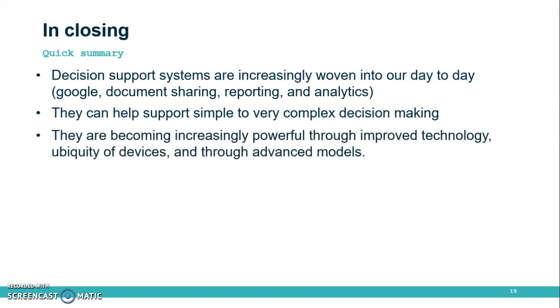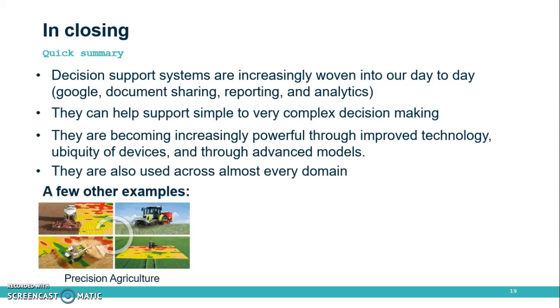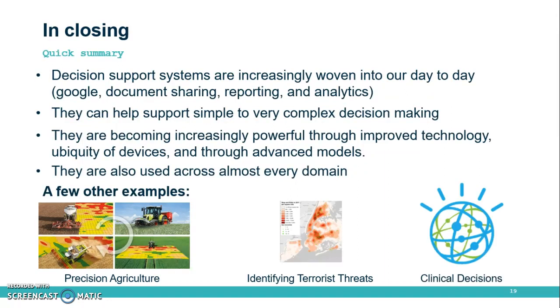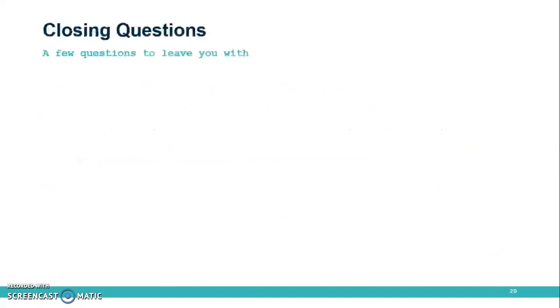They're becoming increasingly powerful through the use of technology, improved technology, ubiquity of devices and information available, and through advanced models as they continue to be developed. They're also used across almost every domain. That's why we dropped the M from this. We start to take a look at some of the other examples. Decision support systems could be used for precision agriculture, how to best water a given part of the land, when to use fertilizer, identifying terrorist threats, as well as clinical decisions. We talked about the clinical decision support systems previously. Watson would be a very good example of this.